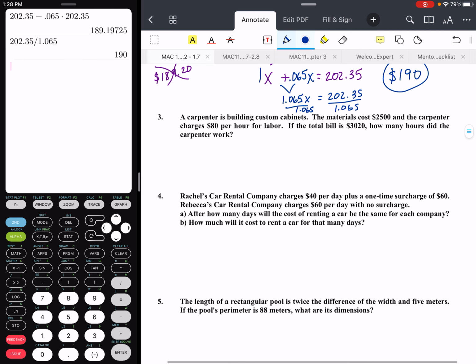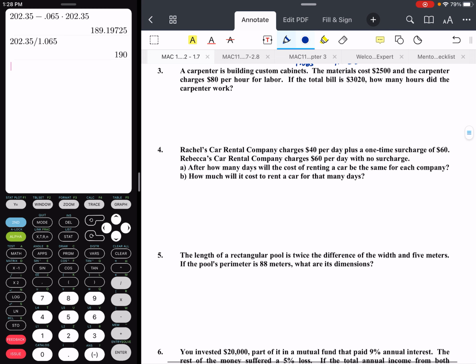All right, let's take a look at number 3. A carpenter is building custom cabinets. The materials cost $2,500, and the carpenter charges $80 per hour for labor. If the total bill is $3,020, how many hours did the carpenter work? So again, we like to set up our unknown values. Let's let x equal the number of hours, since that's what we're trying to figure out.